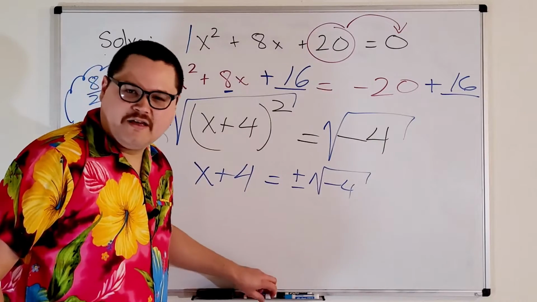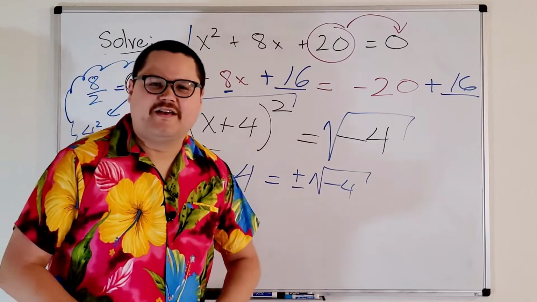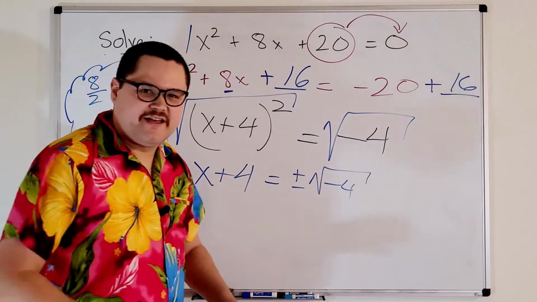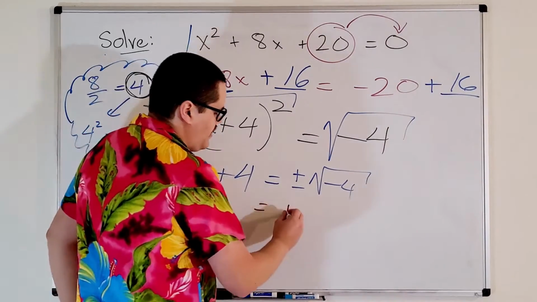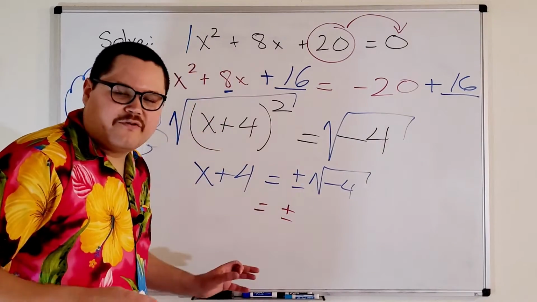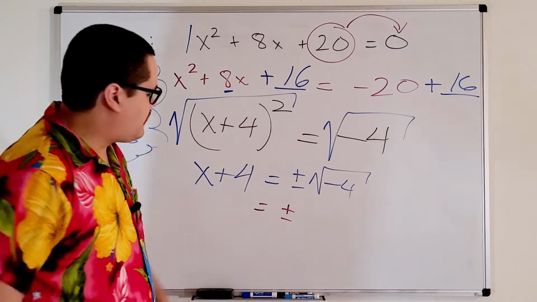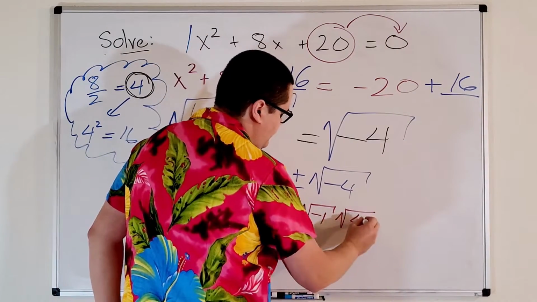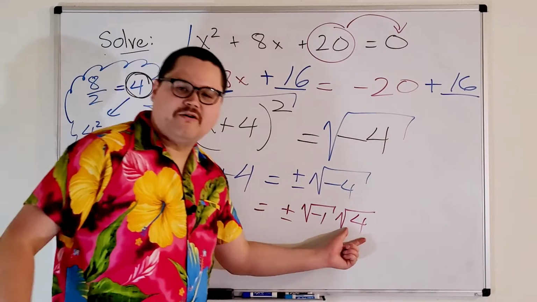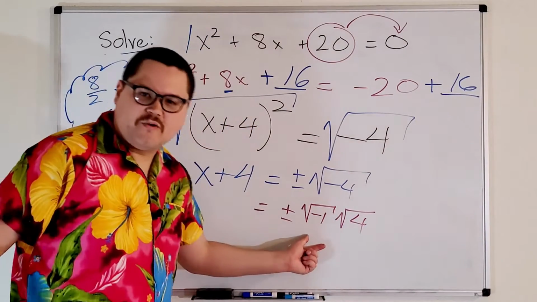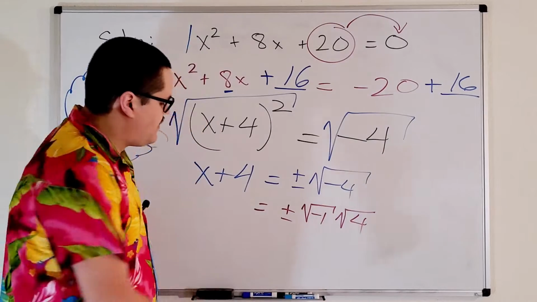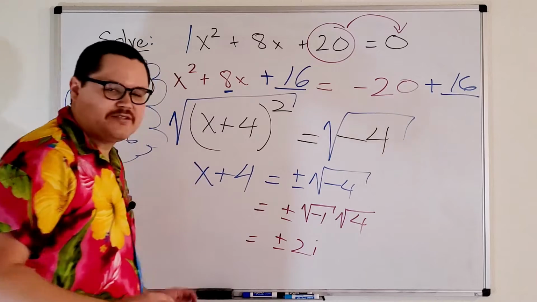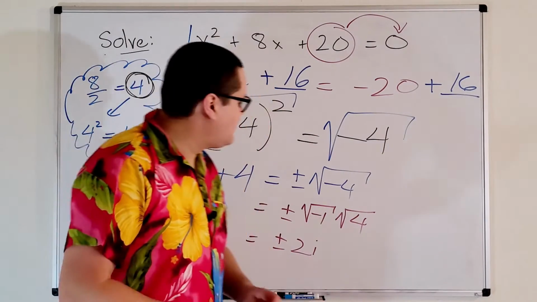Uh-oh. What's the square root of negative 4? It's a square root of a negative number. That's imaginary. So negative 4 is negative 1 times positive 4. So the square root is the same as the square root of negative 1 times the square root of 4. So the square root of 4 is 2. Square root of negative 1 is i. That's our imaginary root. So the right side is plus or minus 2i.